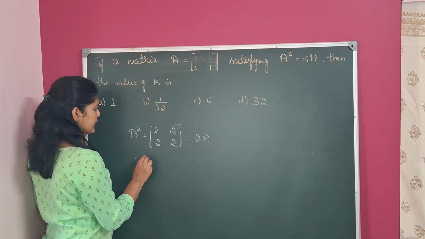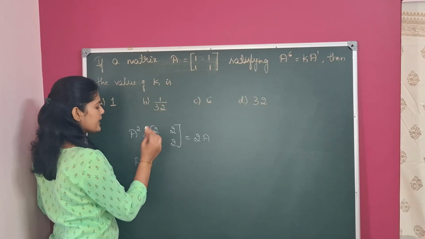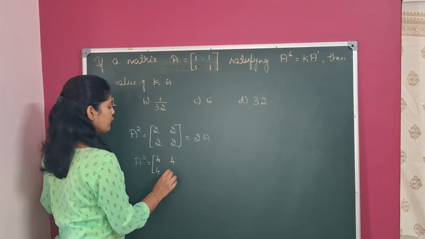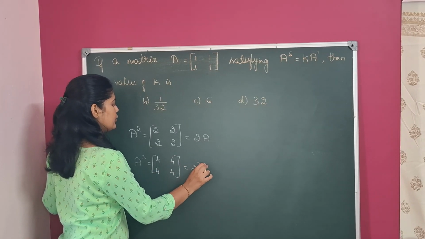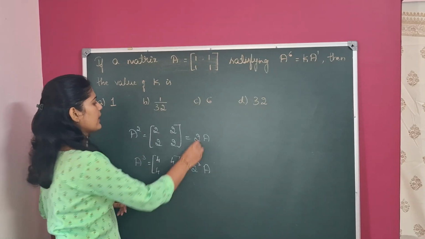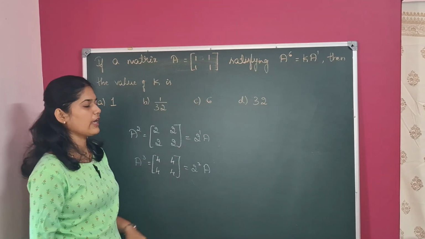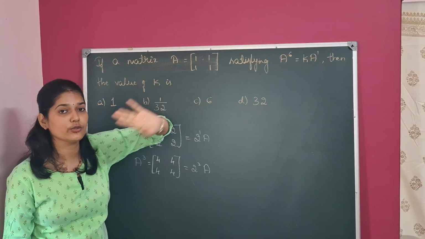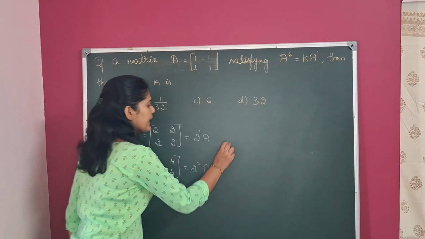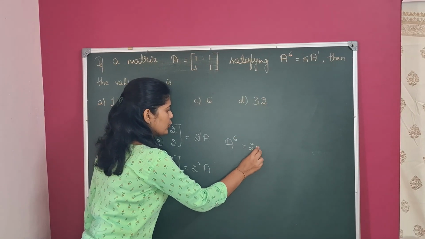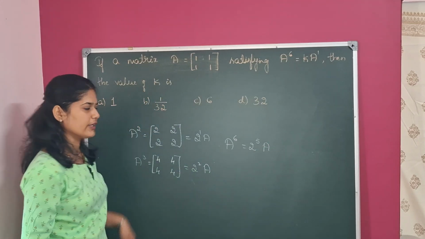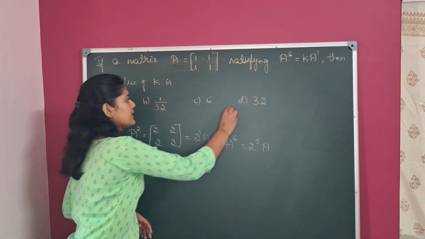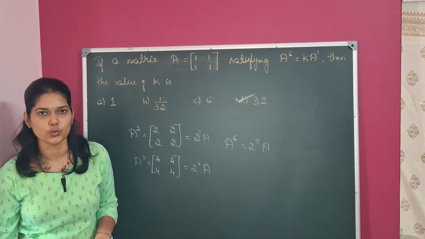If we consider A cube, then it will be A square into A. Then we get 4, 4, 4, 4, which is nothing but 2 square into A. For A square, we have 2 power 1 into A. For A cube, we have 2 square into A. And for A, that means A power 1, we have 2 power 0 into A. Right? Therefore, A power 6 is nothing but 2 power 5 into A, one less than the power of A. Therefore, 2 power 5 is nothing but 32. Therefore, the answer is 32, option D.